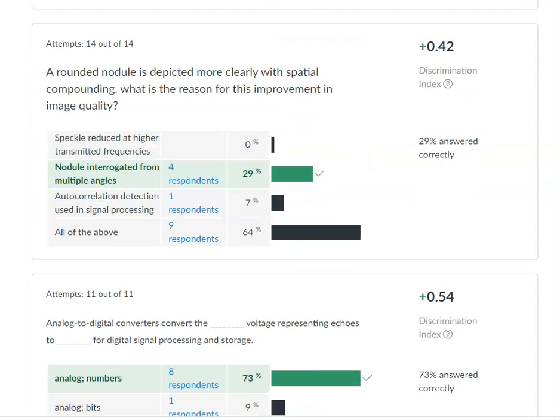Next question. A rounded nodule is depicted more clearly with spatial compounding. What is the reason for this improvement in image quality? It's because we're interrogating this nodule from multiple angles.